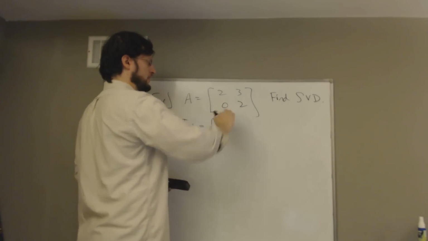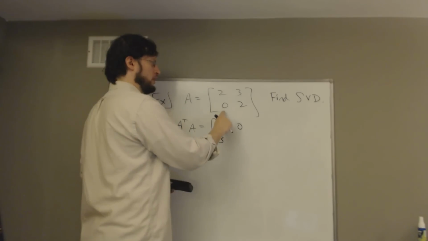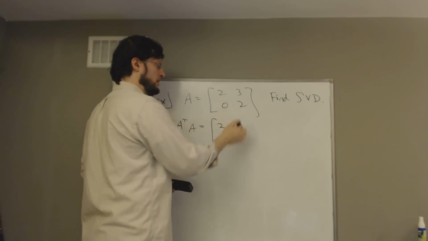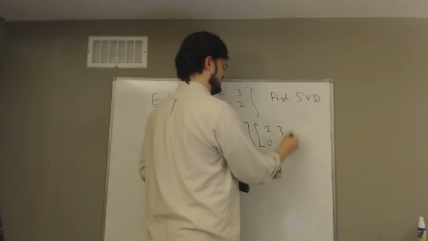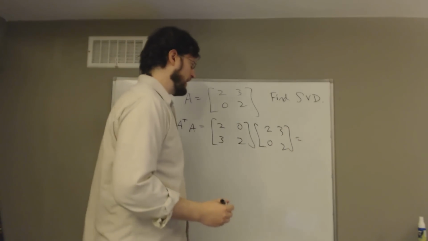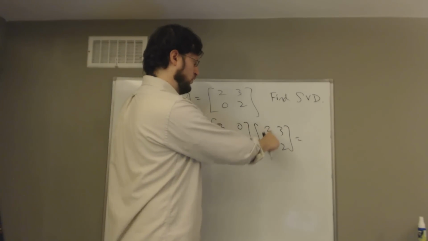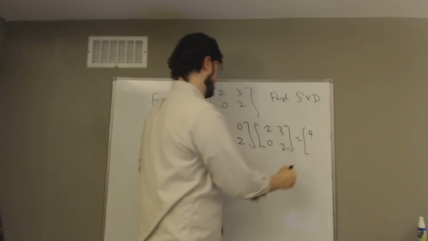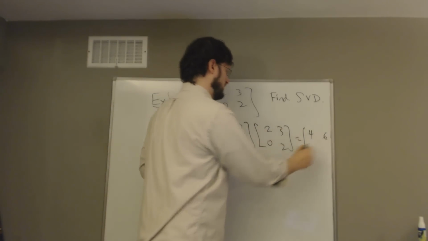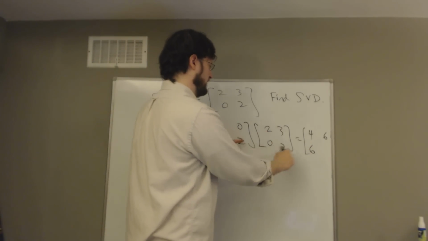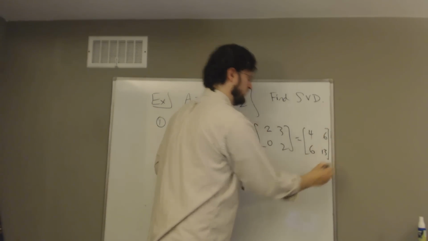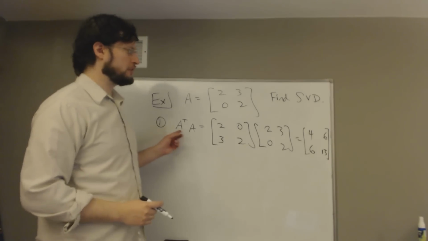A transpose A is 2, 0 if I turn column 1 into row 1, and then 3, 2, multiplied by A. And that makes 2 times 2 is 4 plus 0. That makes 6. That makes 6 plus 0 is 6. And that makes 9 plus 4 is 13. So that's A transpose A.